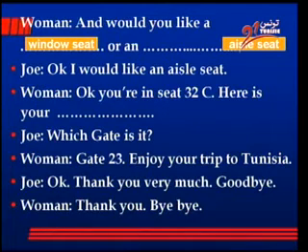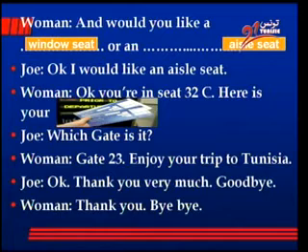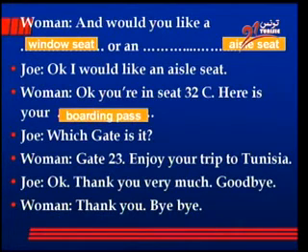The woman says, "Okay, you are in seat 32C. Here is your..." What does she give him? This is a picture of a document. Of course, it's not a ticket, but it is a boarding pass. We can say boarding pass, and we can also say boarding card. Joe says, "Which gate is it?" The woman says, "Gate 23. Enjoy your trip to Tunisia." So, Joe is coming to Tunisia. Joe says, "Okay, thank you very much, goodbye, thank you, bye-bye."